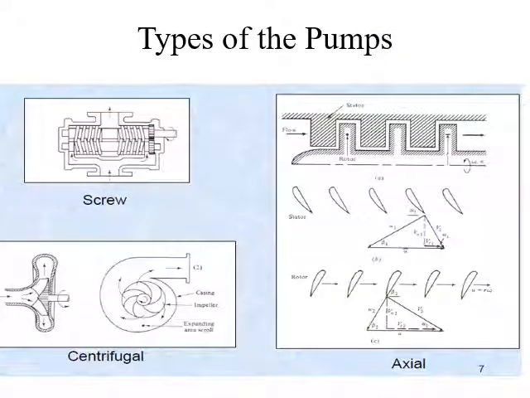And this figure shows the different types of centrifugal pumps. The first one is a screw type of pump, the second one is a centrifugal type of pump, and the third one is an axial flow pump. So this is the brief introduction about centrifugal pump.